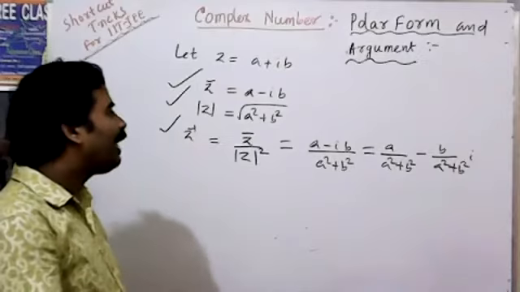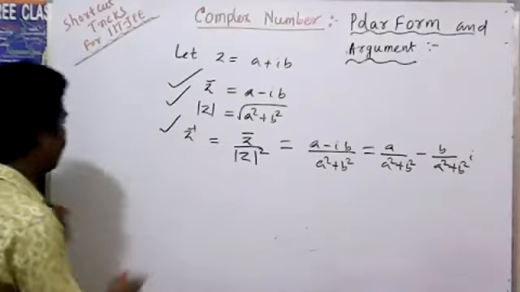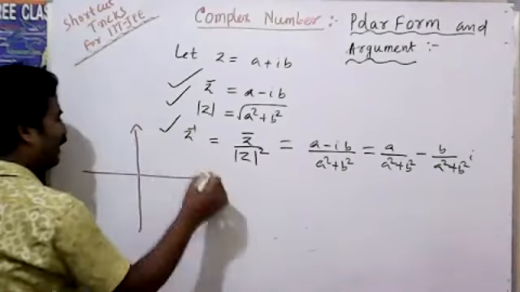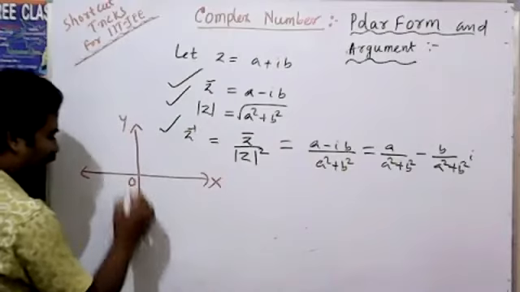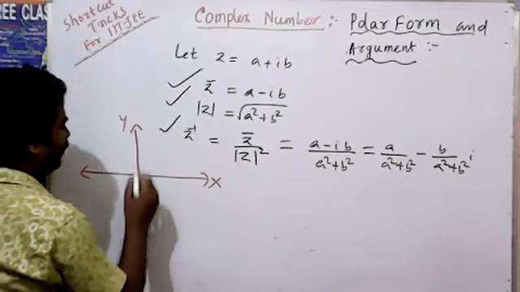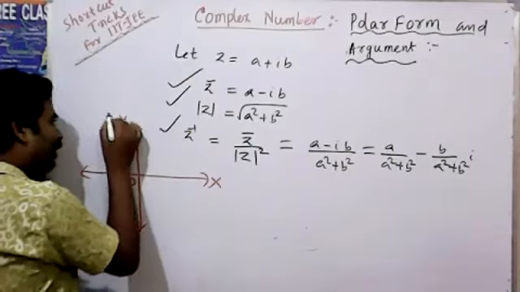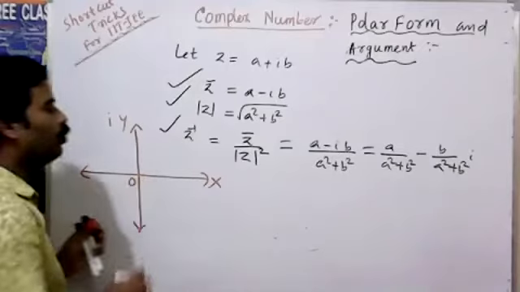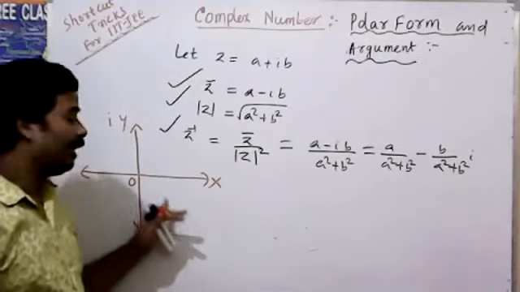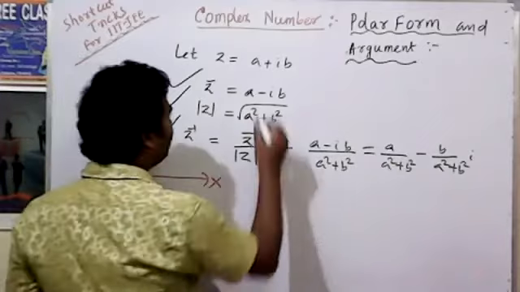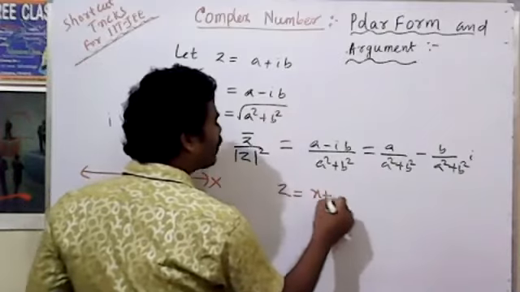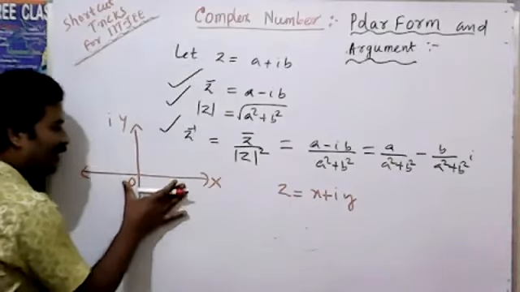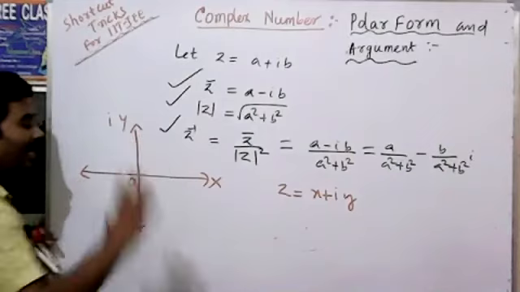Now comes to polar form. If you know the Cartesian system, it has the x-axis and y-axis. Here the y-axis is the imaginary axis and the x-axis is the real axis. So that is a coordinate system in Cartesian format. If z is in the form of x plus iy, here x is on the x-axis and y is on the imaginary axis.